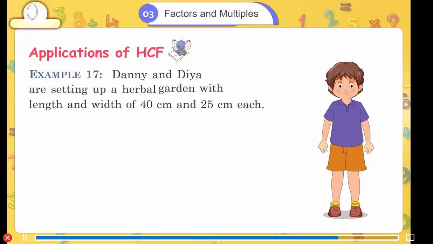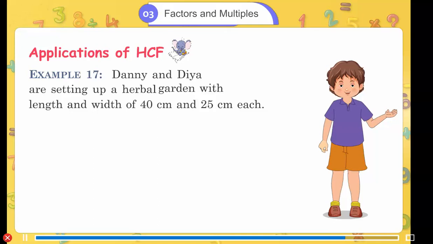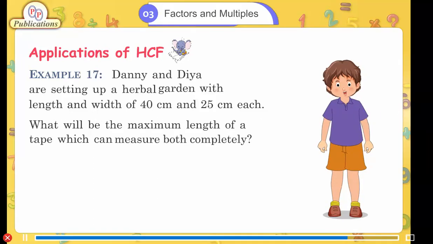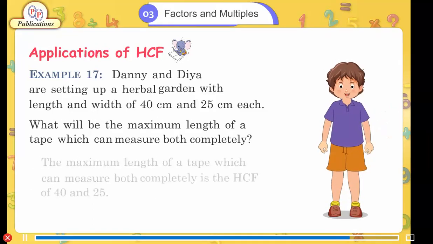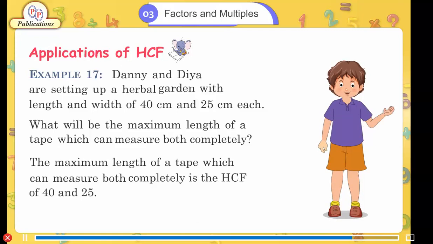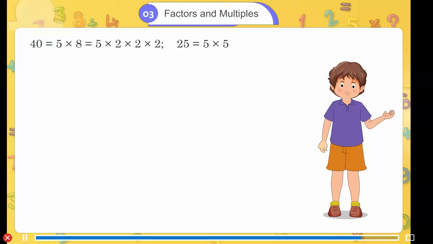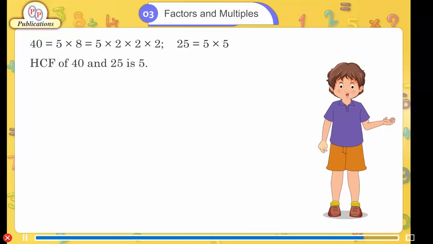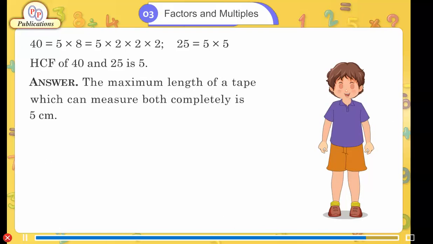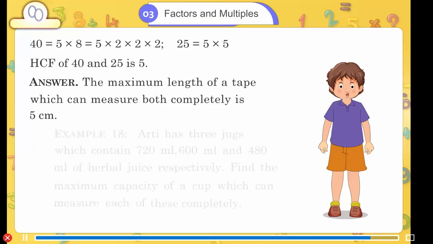Applications of HCF. Example 17. Danny and Dia are setting up a herbal garden with length and width of 40 cm and 25 cm each. What will be the maximum length of a tape which can measure both completely? The maximum length of a tape which can measure both completely is the HCF of 40 and 25. 40 is equal to 5 into 8 is equal to 5 into 2 into 2 into 2. 25 is equal to 5 into 5. HCF of 40 and 25 is 5. Answer, the maximum length of a tape which can measure both completely is 5 cm.